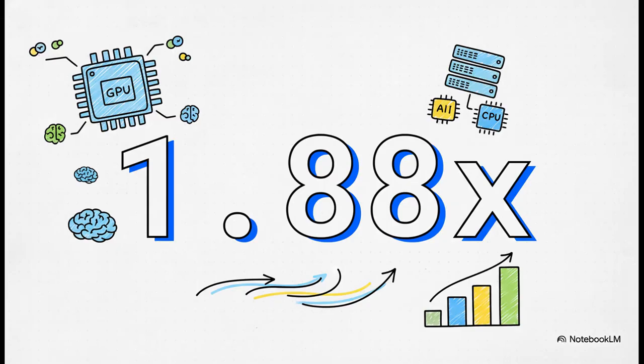A recent white paper from Red Hat and Intel actually put this to the test, and they found that the newest generation of Intel Xeon CPUs running vLLM could support 1.88 times more simultaneous users than the previous generation while keeping the exact same response time.